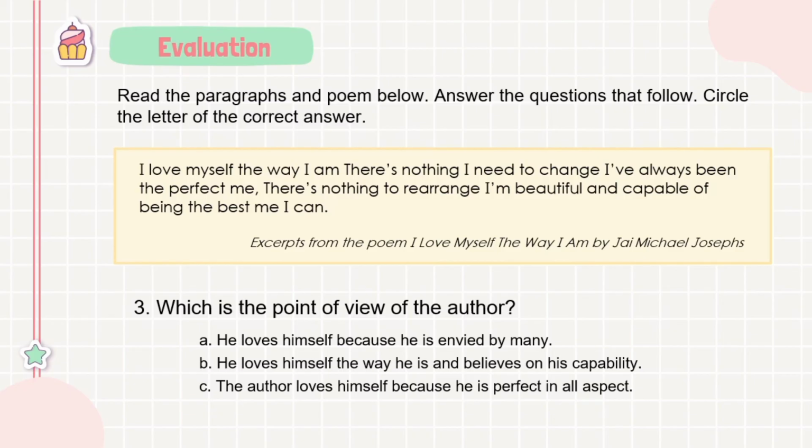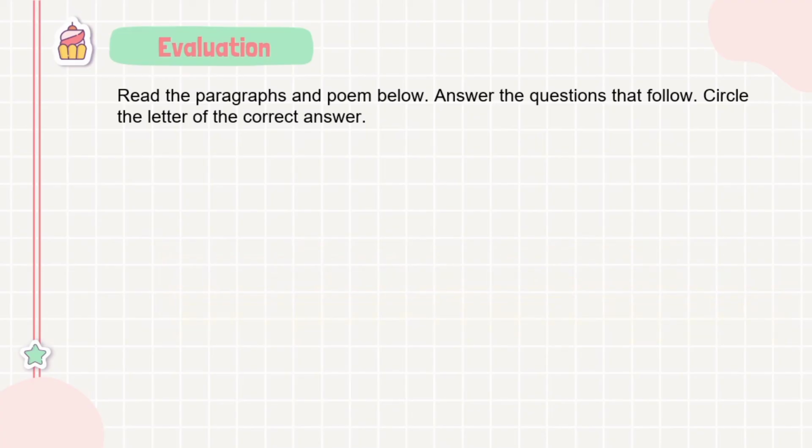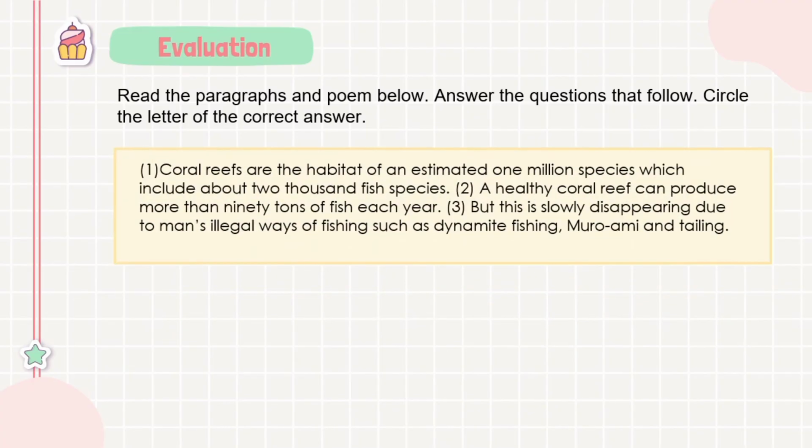How about number 4? Coral reefs are the habitat of an estimated 1 million species, which include about 2,000 fish species. A healthy coral reef can produce more than 90 tons of fish each year. But this is slowly disappearing due to man's illegal ways of fishing, such as dynamite fishing, moroami, and tailing. So what is the viewpoint of the writer?